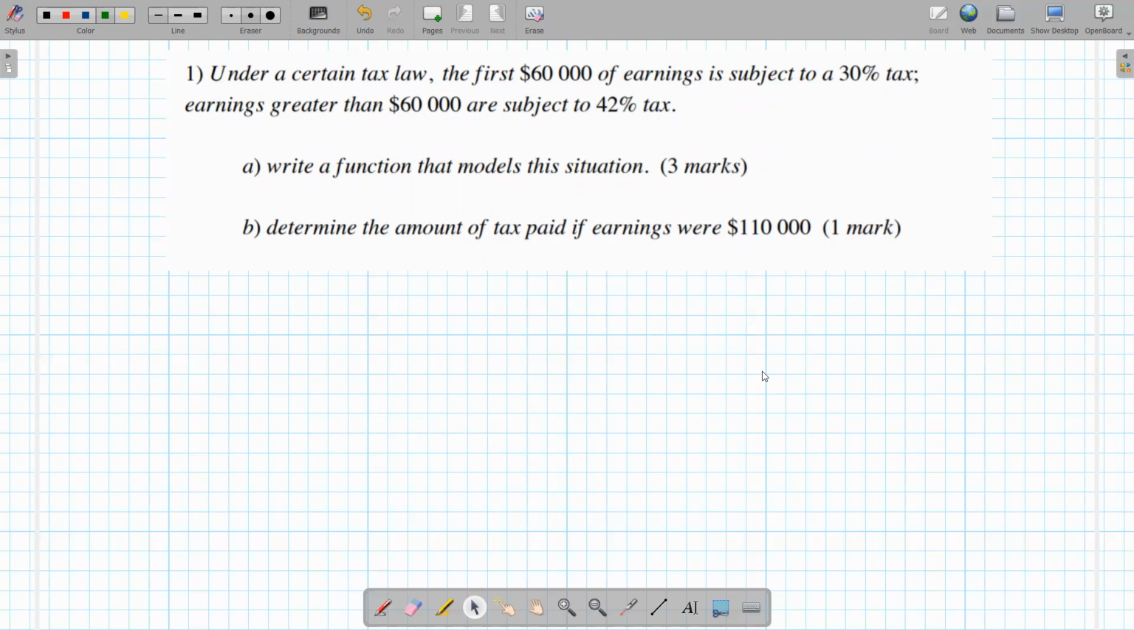So under tax loss 60,000, the first 60,000 you're taxed 30%, and greater than 60,000 you're taxed 42%.